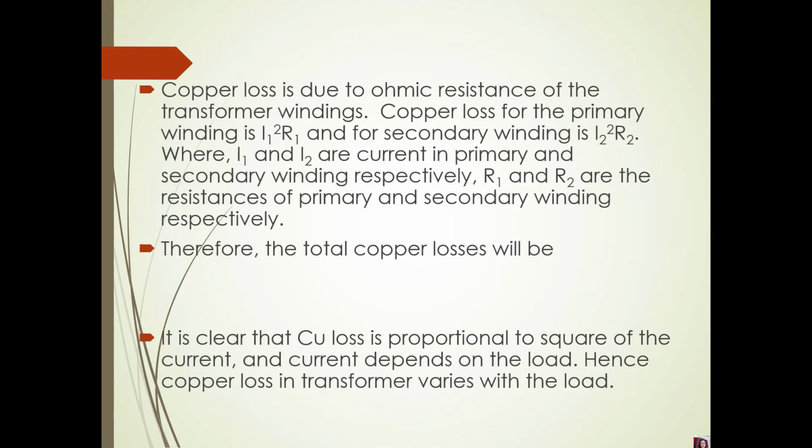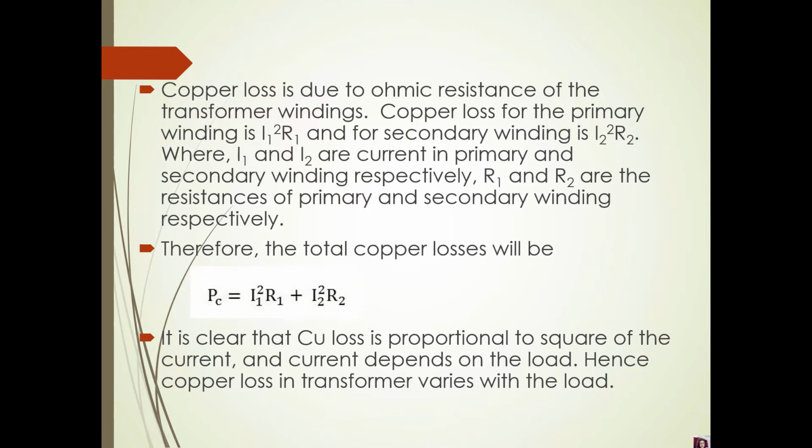Okay, copper loss is due to ohmic resistance. And what is ohmic resistance? It is also the electric resistance, or you may also call it impedance, of the transformer windings. This copper loss of the primary winding is I squared R, which is actually the formula of power.